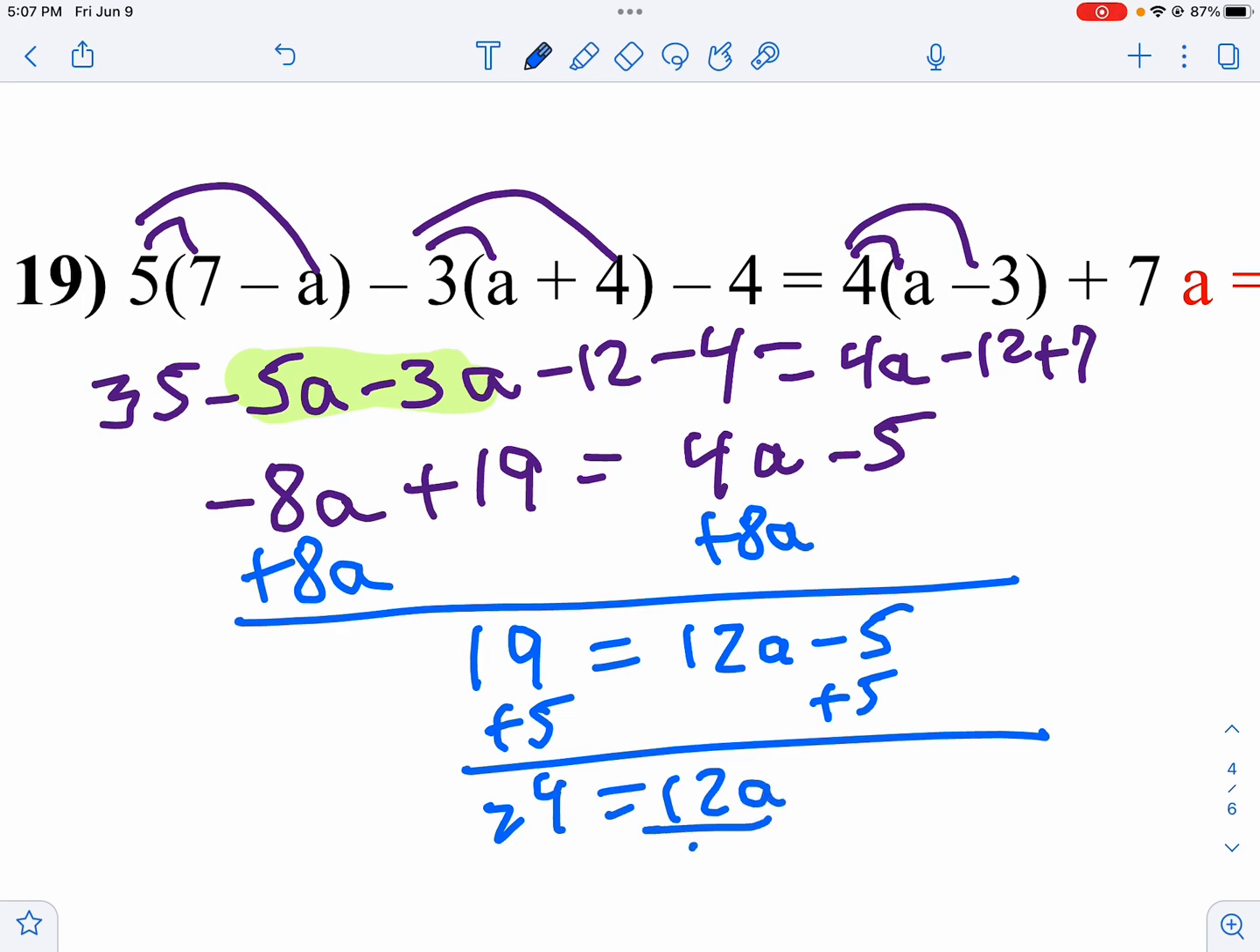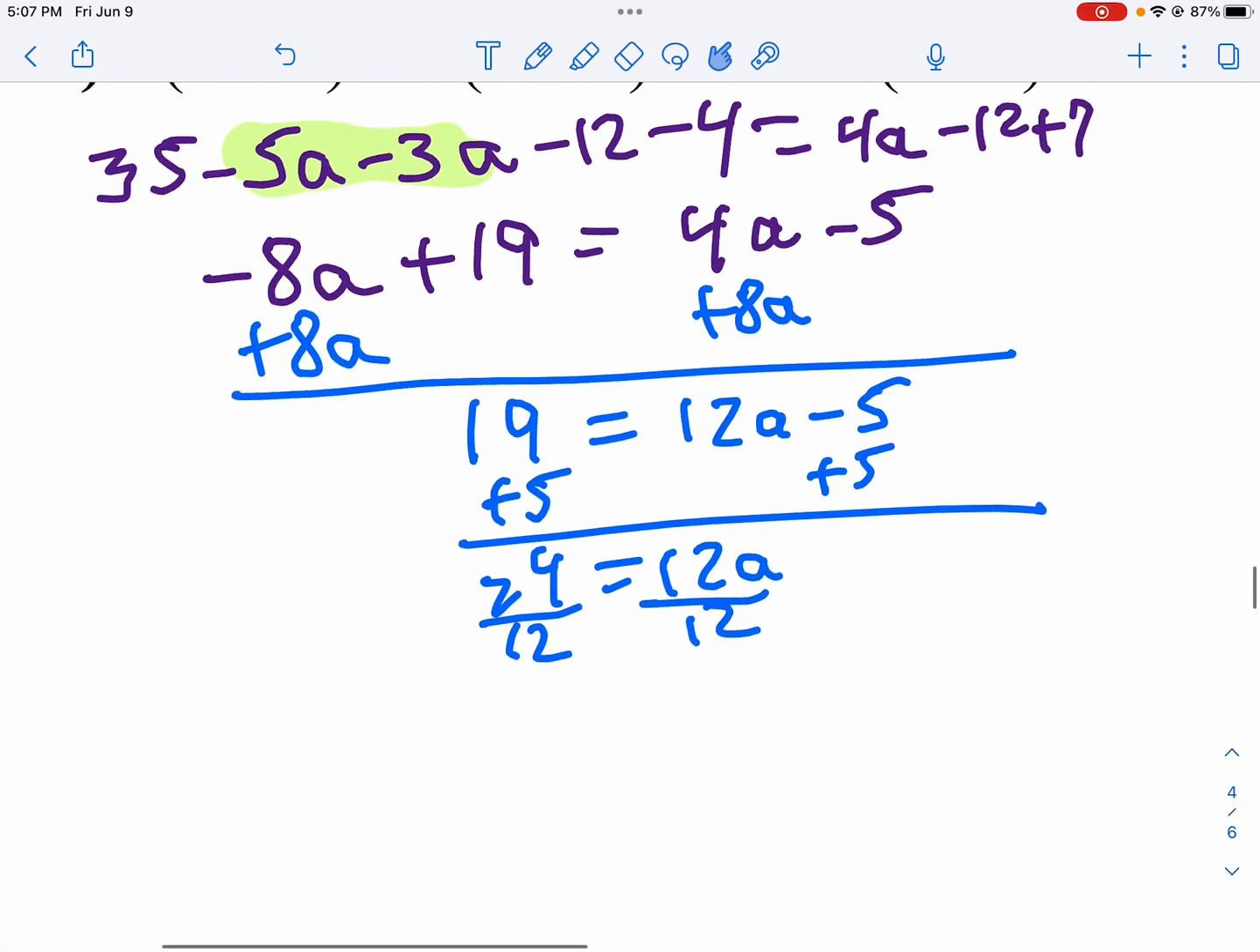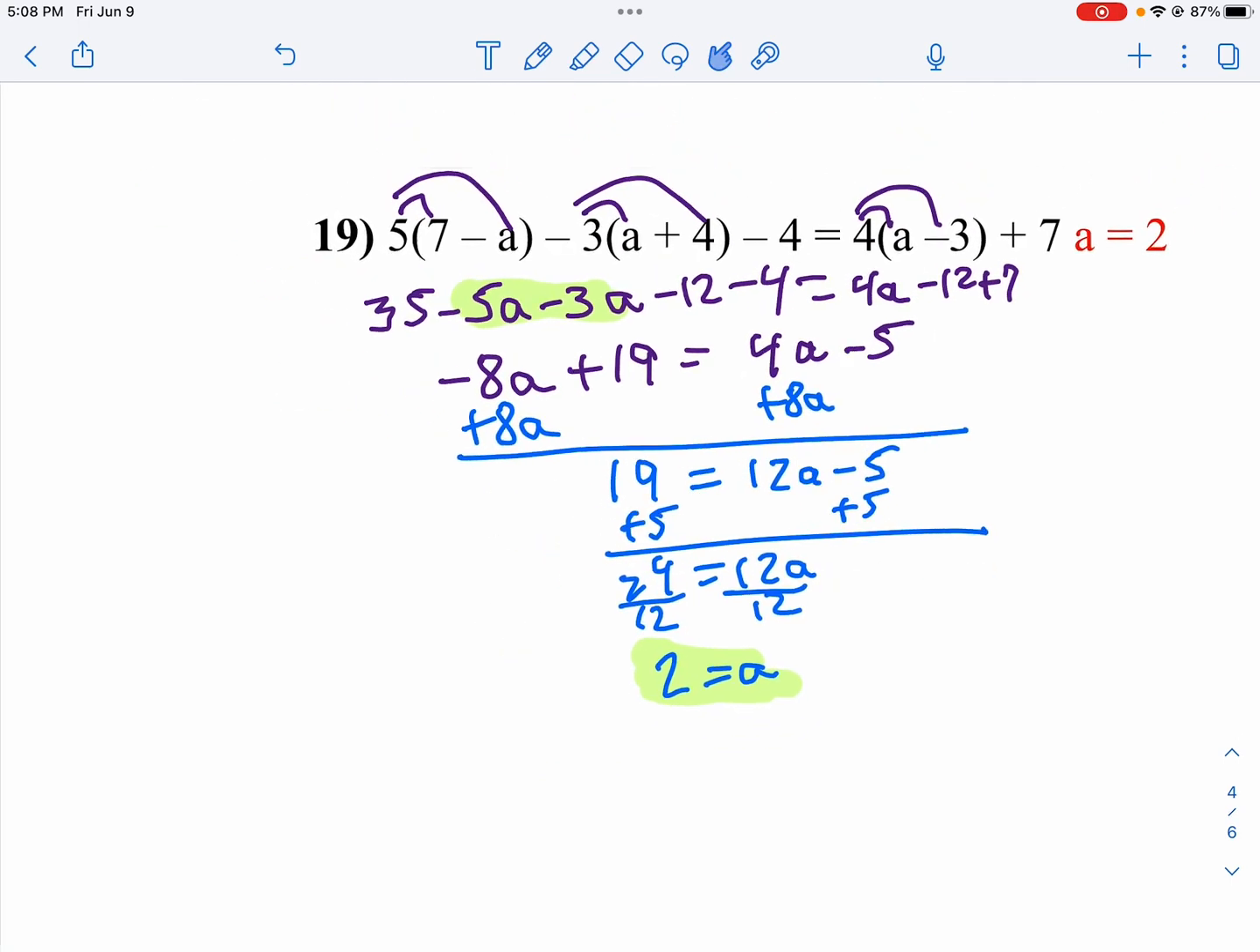Remember, we want to get the a by itself. Don't move the 24, move the 12. So we divide both sides by 12, and 2 equals a. I don't care if you write it as 2 equals a or a equals 2. That's all you have to do in that question.